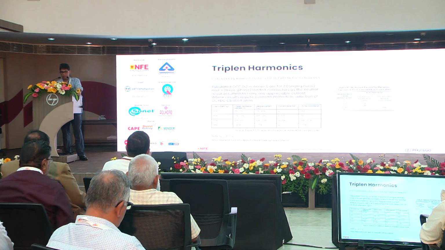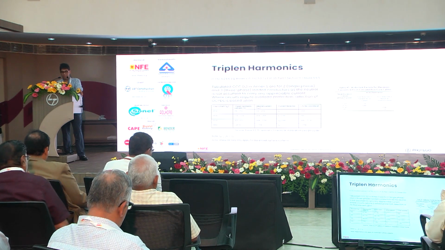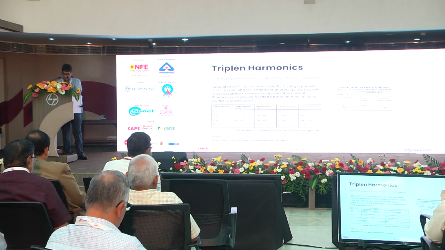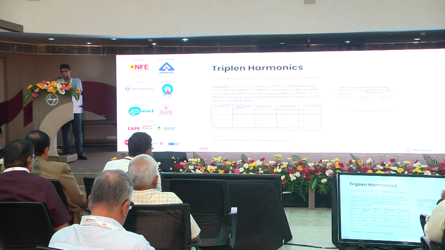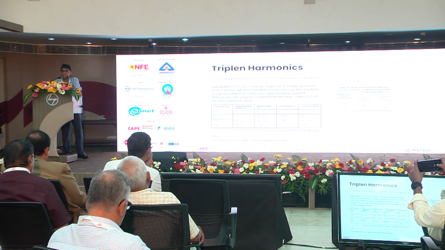How do we calculate that? Again, times 3. So if it's 33%, 99. If it's 45%, 135. And it's times 3 multiplied by 100. And again, you have to apply a 0.86 factor. Now, when you have greater than 45% triplen harmonic distortion, there is no 0.86 factor applied.